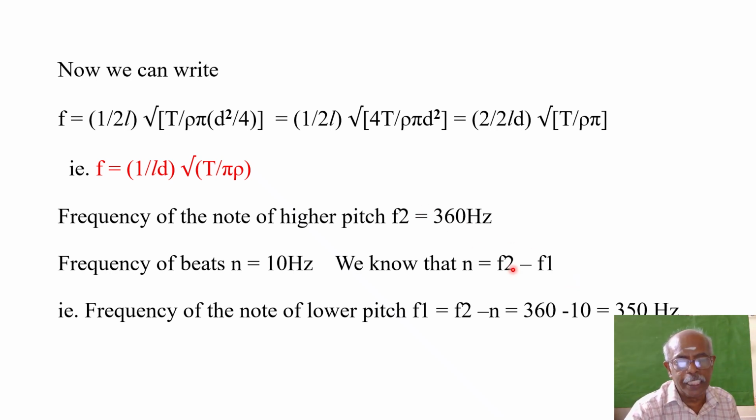So F2 is 360, then what is F1? Put F1 on this side and N on this side. So the frequency of the note of lower pitch, F1, is equal to F2 minus N, which is 360 minus 10, equal to 350 Hz. So now we have F1 equal to 350 Hz and F2 equal to 360 Hz, which has been given in the question itself.